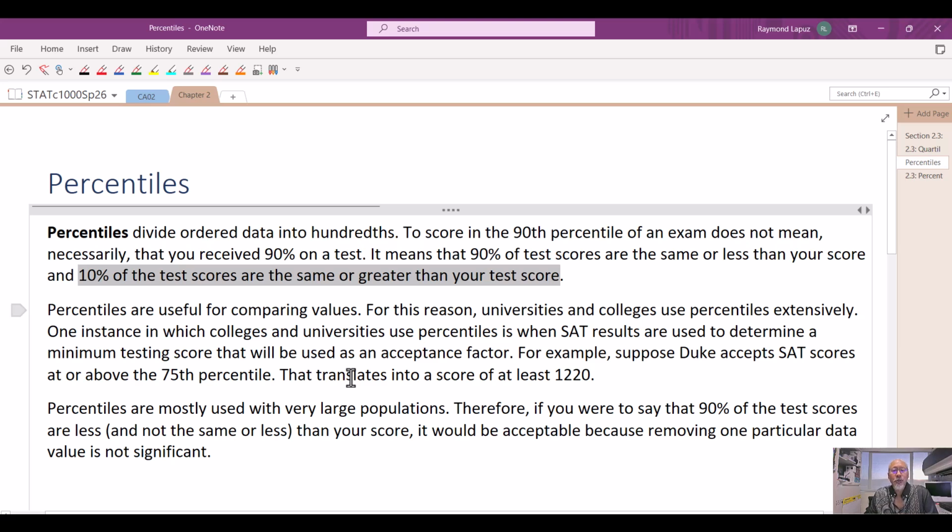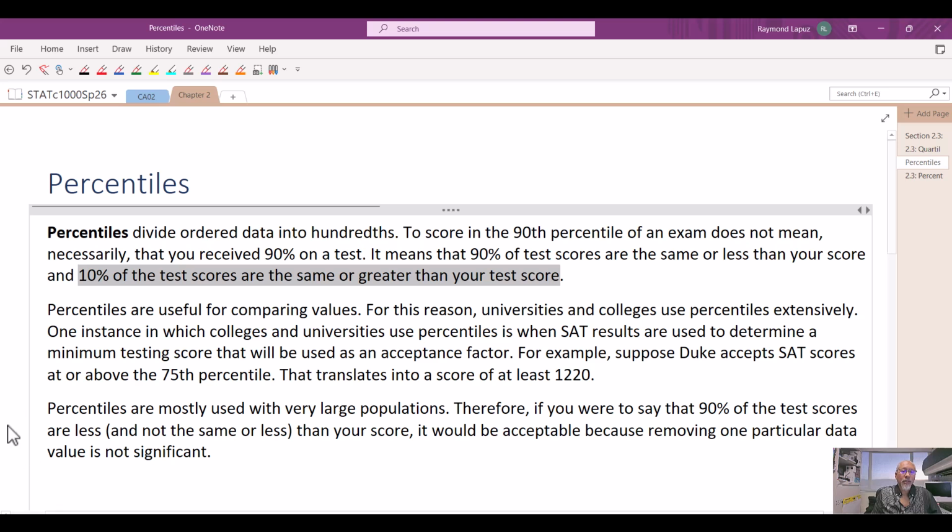if you scored a 60% on your test, but 90% of the people scored below you, then you're still in the 90th percentile. So the percentile is a way to be able to compare your score with everybody else's score.